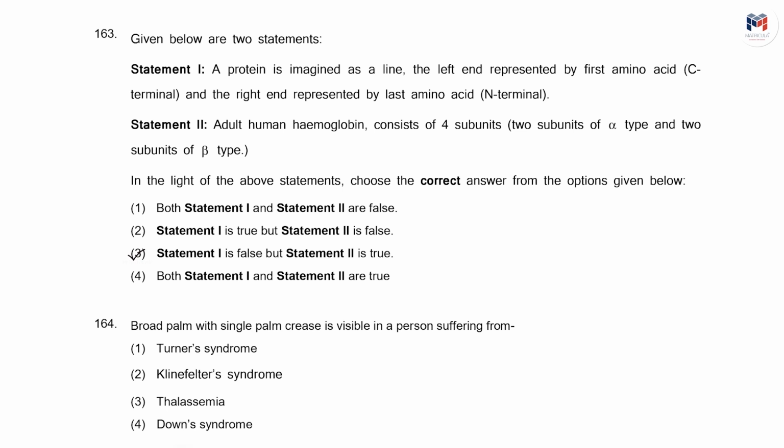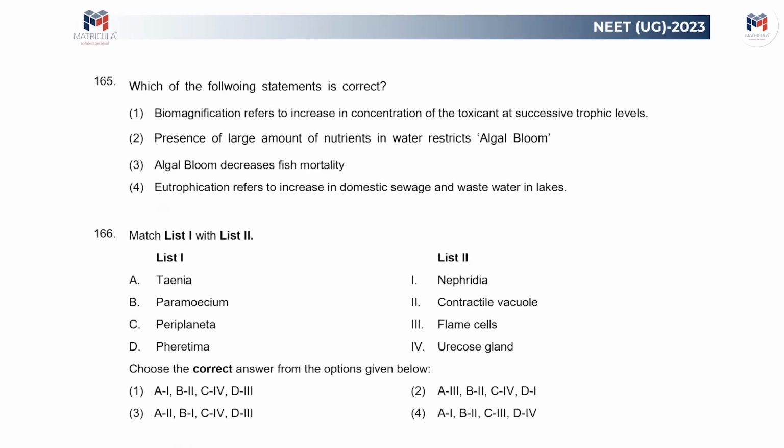Question number 164. Broad palm with single palm crease is visible in a person suffering from. The answer is option number 4, Down syndrome. Question number 165. Which of the following statements is correct? The answer is option number 1. Biomagnification refers to increase in concentration of toxicant at successive tropic levels.